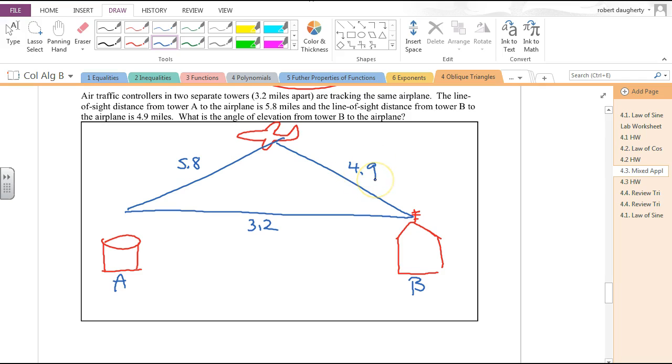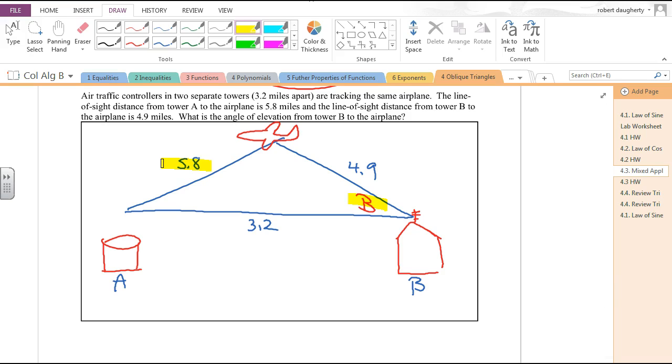Now, immediately when I see this, what am I going to have to use? You're going to have to use law of cosine. That's the only thing that deals with when you know three sides. What is the angle of elevation from Tower B to the airplane? So they're asking me to find that angle right there. Does everyone see that? That's the angle they're asking me to solve for. With the law of sine, you always know an angle and an opposite side, right? Everyone agree with that? When you use the law of cosine, you will be solving for one of those things. So here, I don't know an angle and opposite side. I need to solve for it. It's going to be law of cosine.